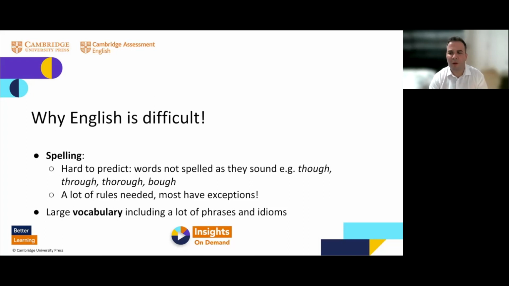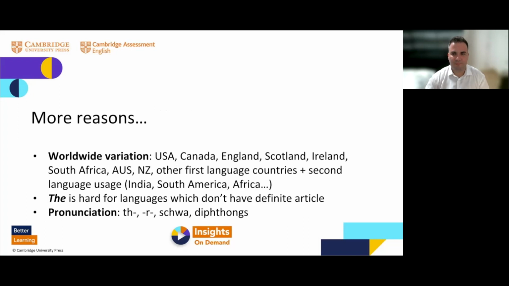Another problem of English is its large vocabulary, which means that learners may be confronted with new words and phrases, often with similar meanings and subtle differences. For example, handle versus manage versus deal with. Of course, English is spoken in many countries, so it has lots of regional variations and dialects. These may have different ways of saying the same thing.